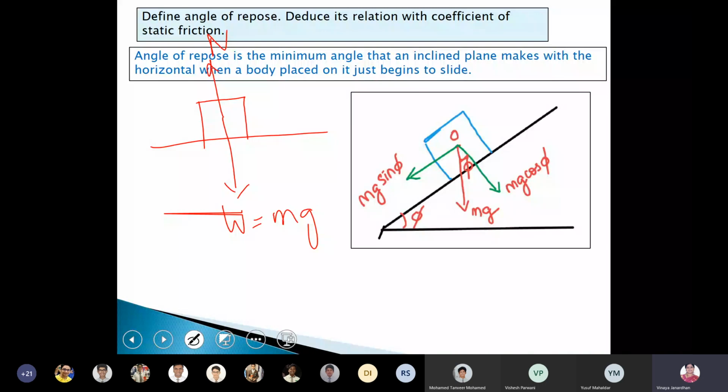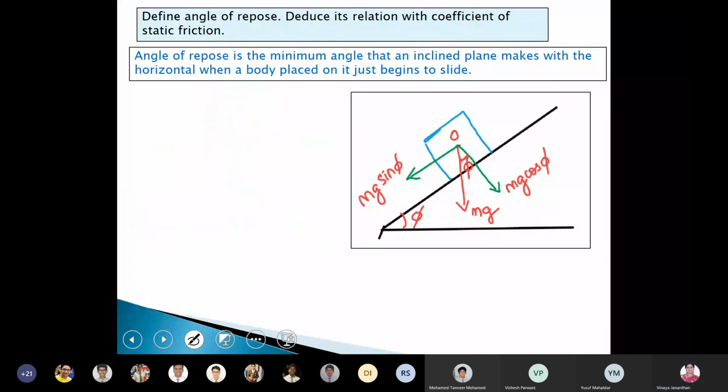Now look at this. This is an inclined plane. The weight of the body will always act from the center of gravity, CG. We call this point CG, where we assume that the entire weight of the body is concentrated. From this point, the weight will be acting vertically downward. So this weight W is equal to mg. Now this weight has to be resolved into two components.